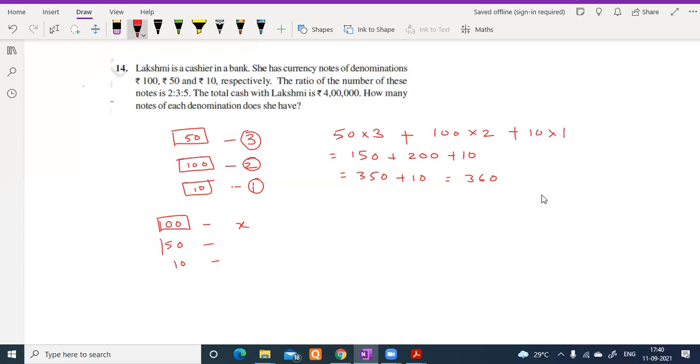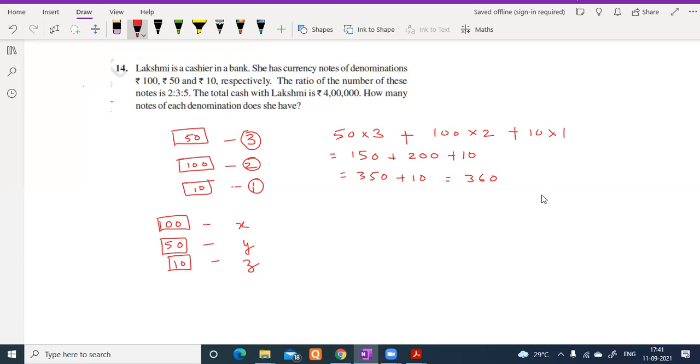Next, let us assume that the number of notes of 50 rupees which I have is Y. And the number of notes of 10 rupees which I have is Z. Got it? It is similar to this case, where I am having 3 notes of 50 rupees, 2 notes of 100, 1 note of 10. Similarly, I am having X notes of rupees 100, Y notes of rupees 50, Z notes of rupees 10.